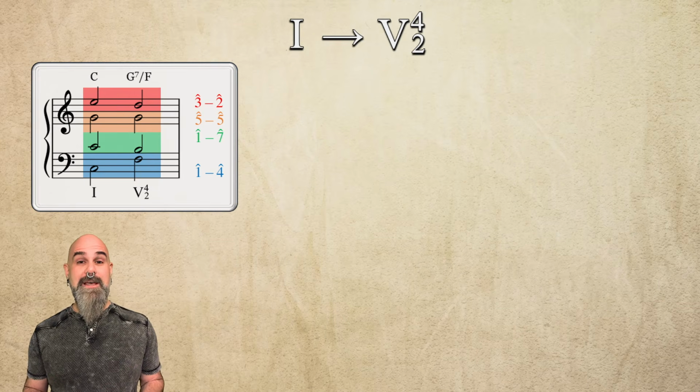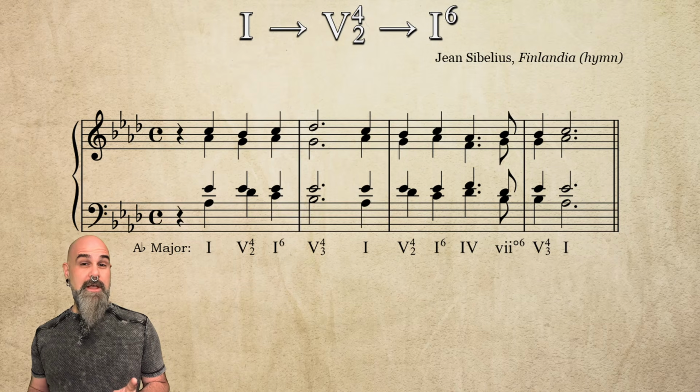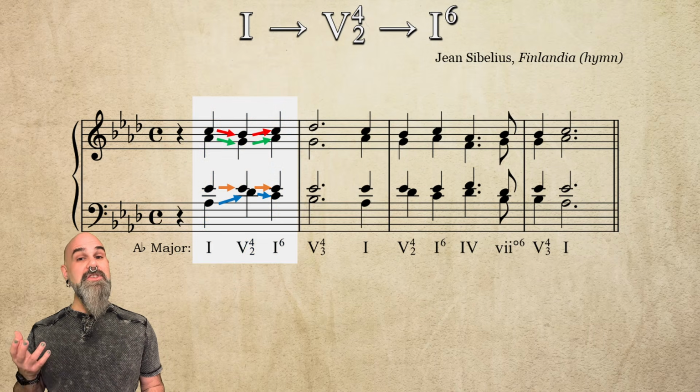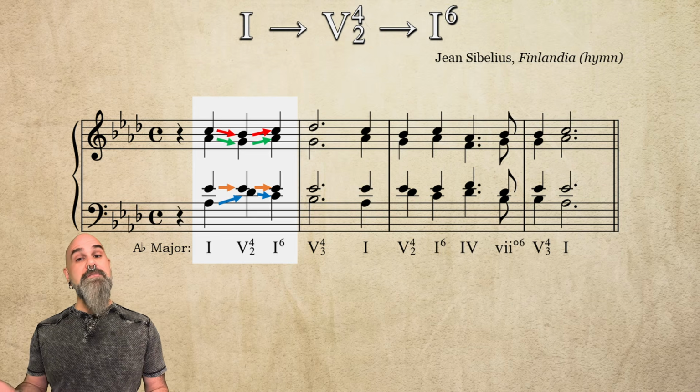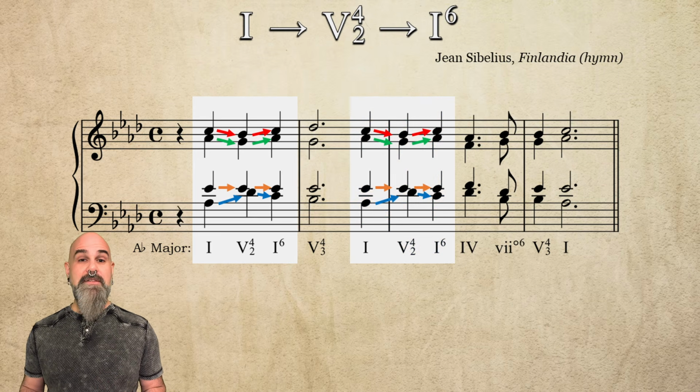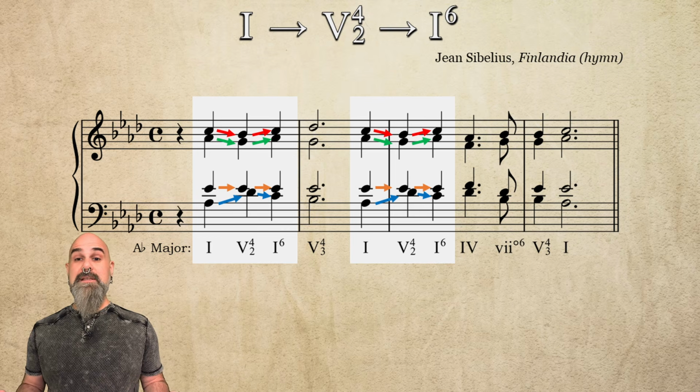I have an awesome example. Check out the hymn from Sibelius's Finlandia. It's a masterclass in voice leading. It actually has 2 instances of 1 to 5-4-2 to 1-6 in rhythmically dissimilar places in the phrase. In both cases, the voice leading is the same.